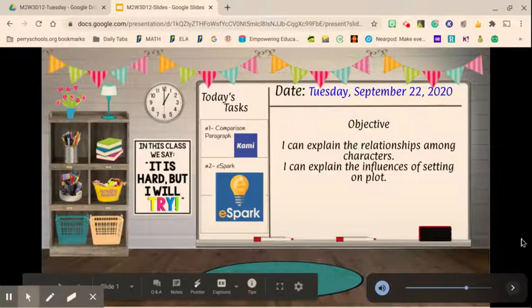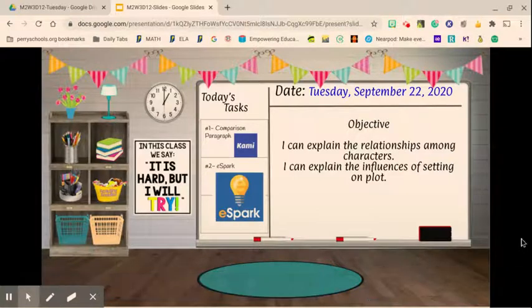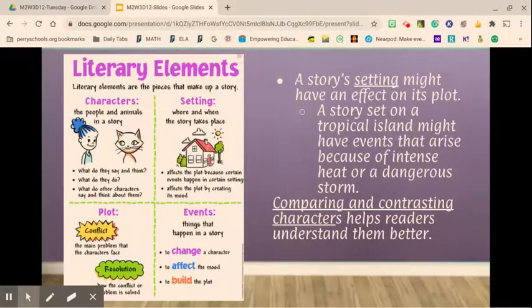Your objective for today is: I can explain the relationships among characters. I can explain the influences of setting on plot. So today you have two activities to complete. One is a comparison paragraph on Cami, and the second is to create a quest in eSpark.